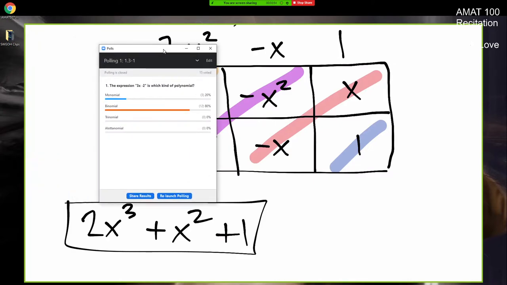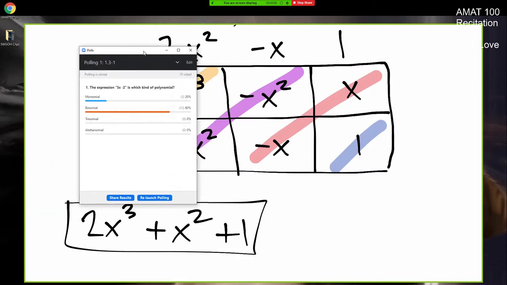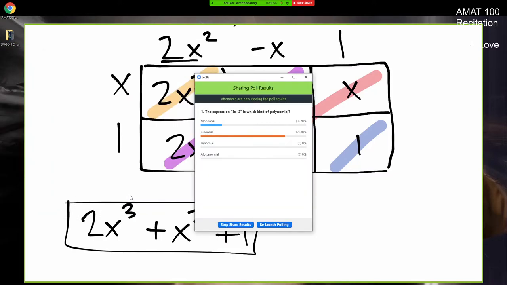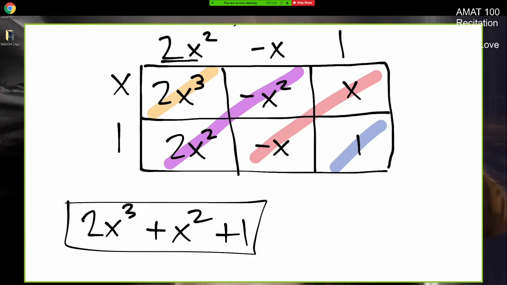So, to share the results, it looks like I can share the results with you. Can you see that? Okay, so most people correctly said binomial. We've got a 3x and we've got a 2, separated by a minus sign. So there are 2 terms here, which means this is a binomial.